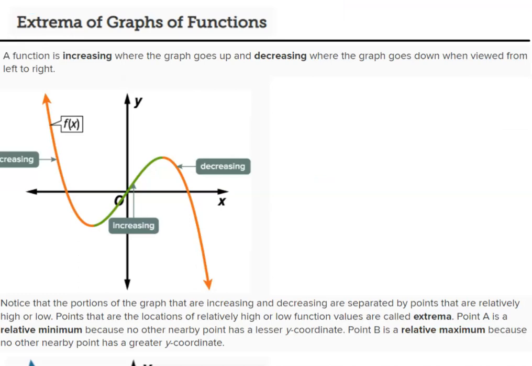All right, now we're going to be talking about some extrema. So a function is increasing where the graph goes up and decreasing where the graph goes down. I want to talk about these two different points. So this is color-coded. It might not be color-coded on your sheet, but we have two different points here where the graph changes from decreasing to increasing, and then from increasing to decreasing. And this would be what we call a relative maximum.